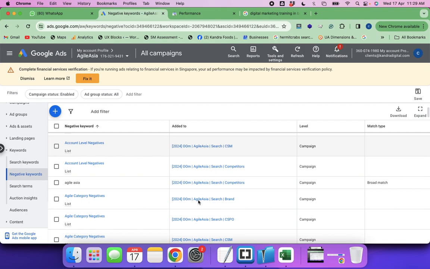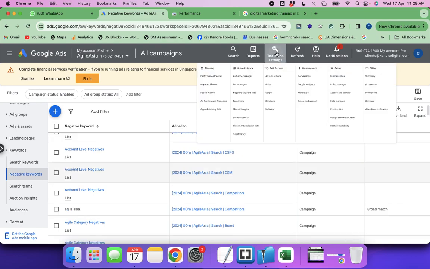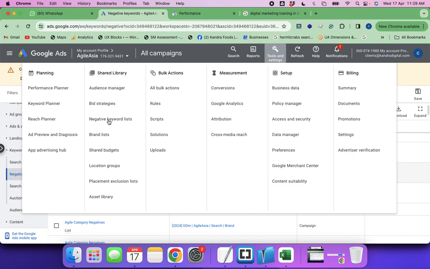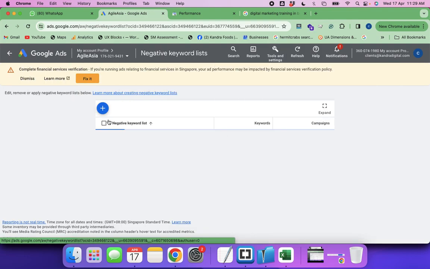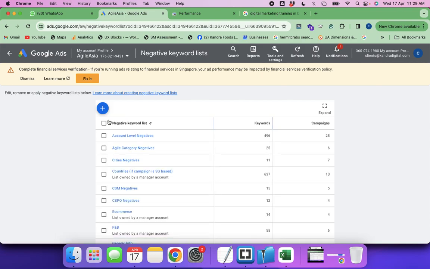Okay. So account level negatives. I showed it on Canada Digital account yesterday. So negative keywords are added here. So negative keywords are a list of keywords. Basically, we are instructing our campaign not to show ads for such types of terms.